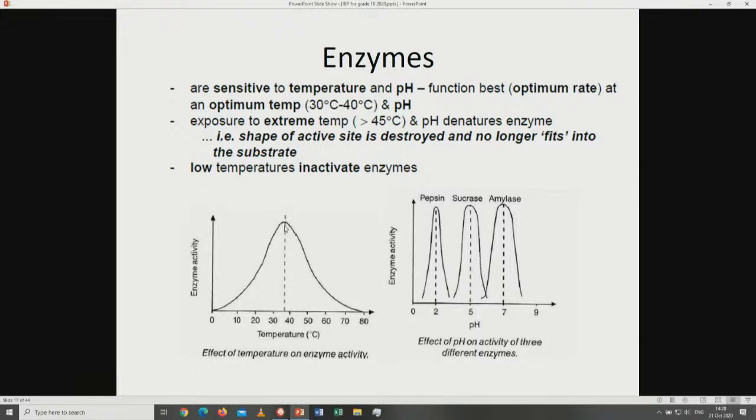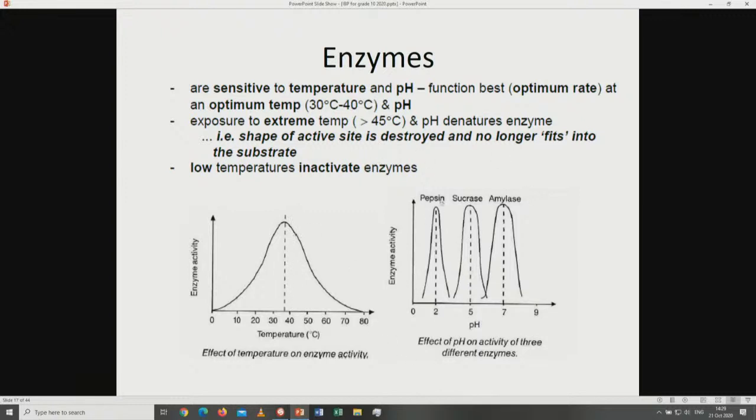Beyond this temperature, as we increase the temperature from 40 degrees Celsius, 50, 60, 70 degrees Celsius, we see that the enzyme activity decreases. This is because at extreme or very high temperatures, the enzymes lose their structure and their functioning. We say that they denature and lose their function, and this is why the enzyme activity starts to decrease beyond the optimum temperature.